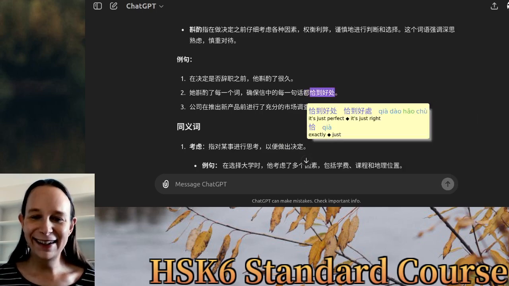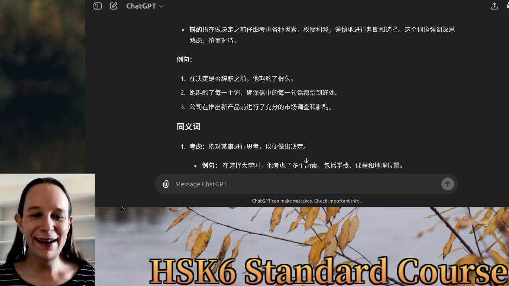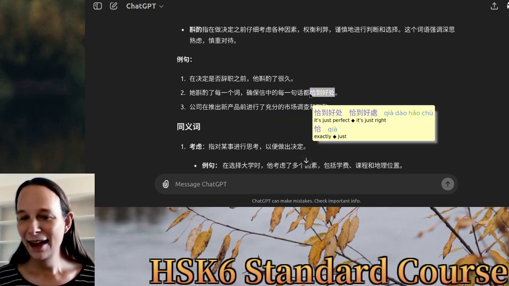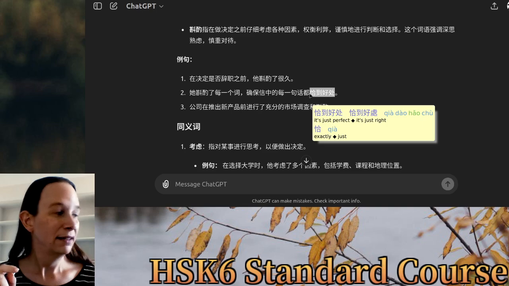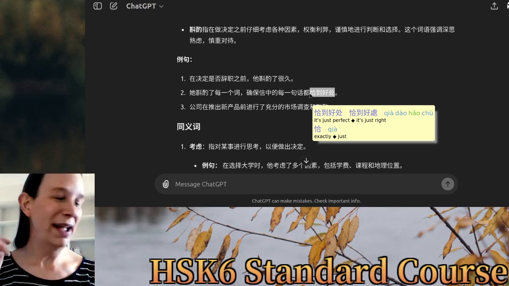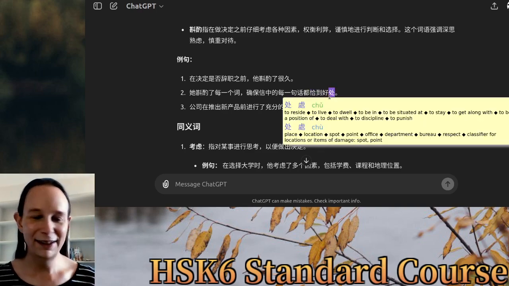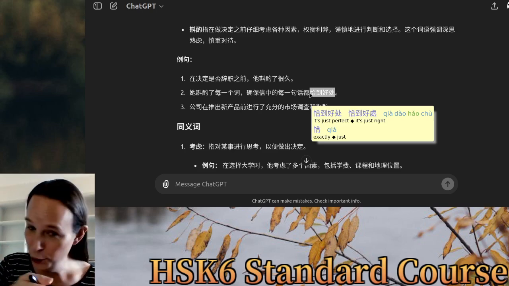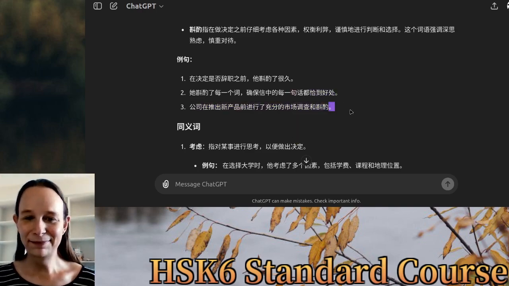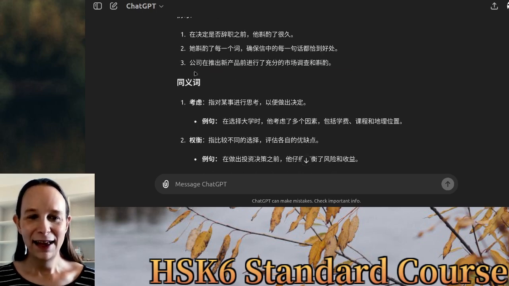确保信中的每一句话都恰到好处. Did you notice? ChatGPT does this. This is one of the things I really like about ChatGPT. It's the word we were studying like half an hour ago or an hour ago. It hasn't forgotten. Sorry, it was my headphones. My headphones are connected by Bluetooth. Don't worry. It hasn't forgotten it. It slips them into the future example sentences. 公司在推出新产品前进行了充分的市场调查和斟酌. Yeah, so ample market analysis, market investigation and deliberation.